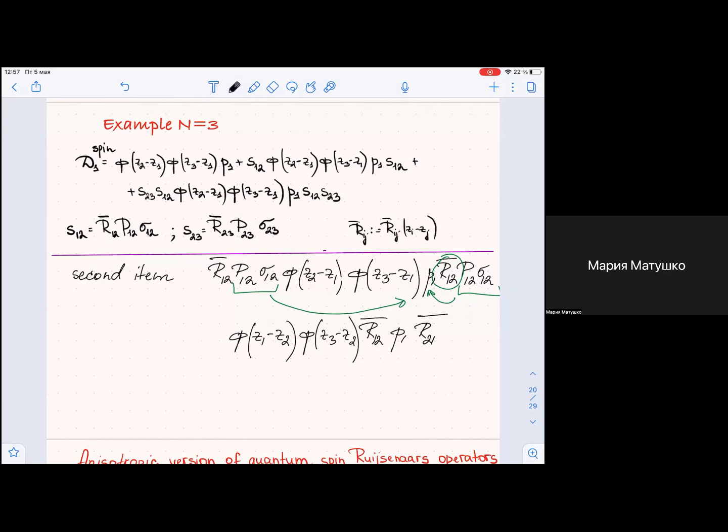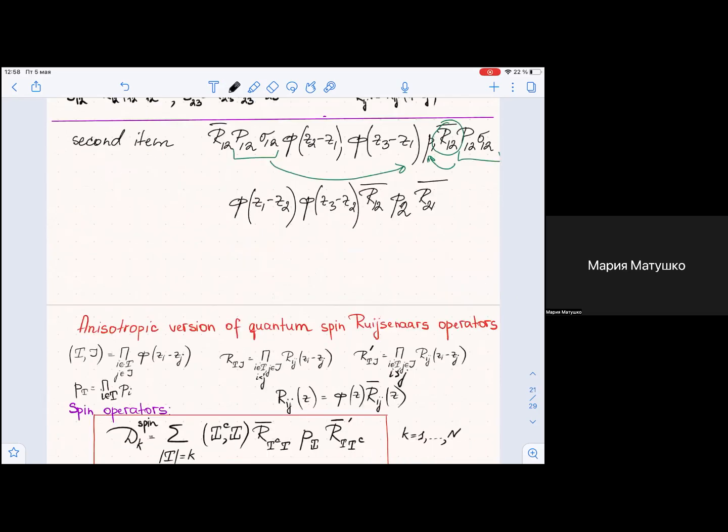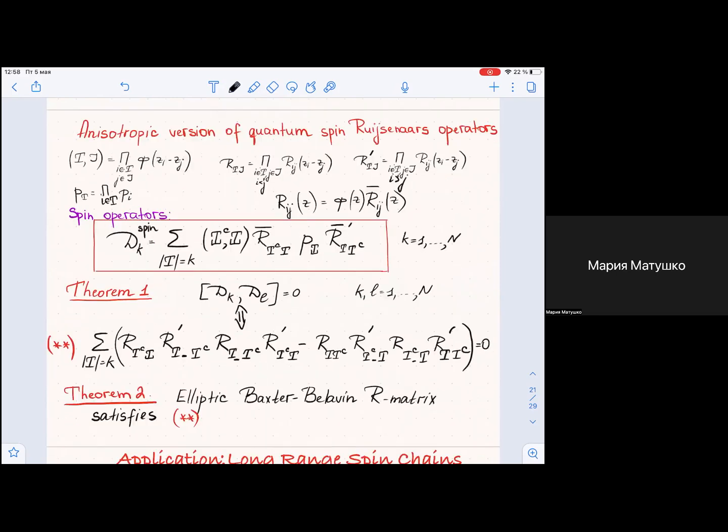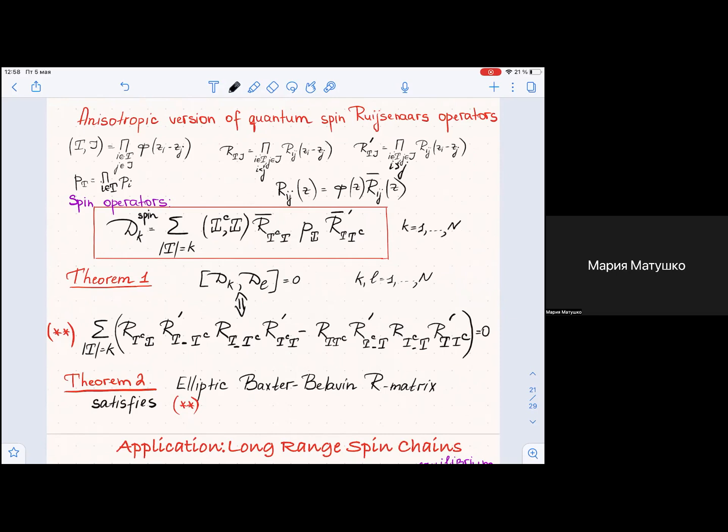And here, yes, we have P2. So this is how the second item looks, and you may check that it's the same as I showed you before, and the same with the second items. And so this is the way to construct the spin operators. Okay, this is the summary of this part about spin, about anisotropic spin Ruijsenaars operators.